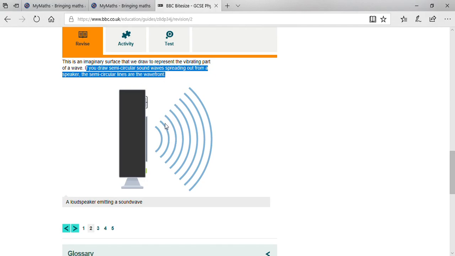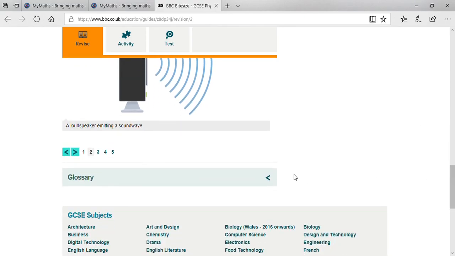So whatever you are seeing, wavefront, that means it is just like a Wi-Fi signal. So wavefront is a type of imaginary surface, beta, that represents the vibration of a wave, a vibrating part of a wave. Understand? And always remember that a loudspeaker produces a sound wave.